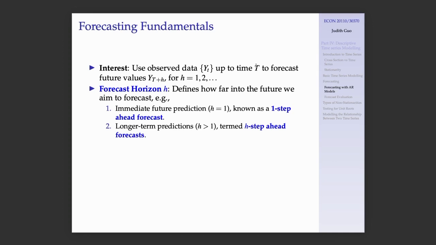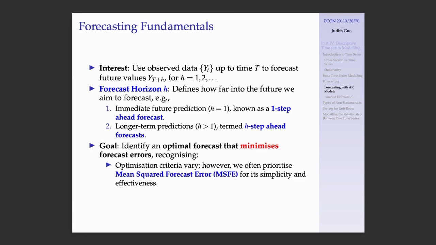Some terminology. For h being 1, it means that you want to forecast the immediate future observation. That is termed the one step ahead forecast. For longer term predictions, that's h step ahead forecast. For example, h being 2 is the 2 step ahead forecast, and h being 4 is the 4 step ahead forecast. Basically just insert the specific value of h into the terminology.